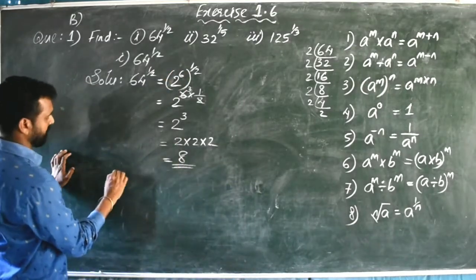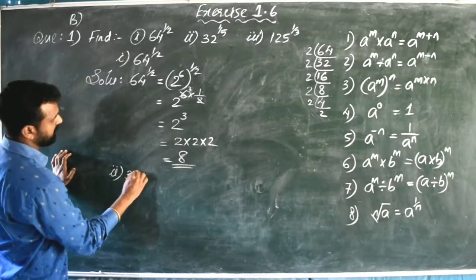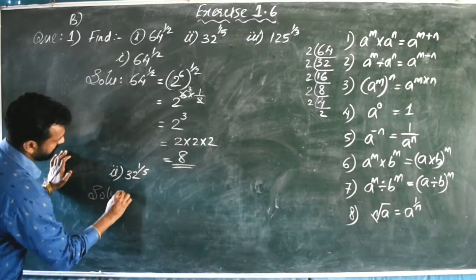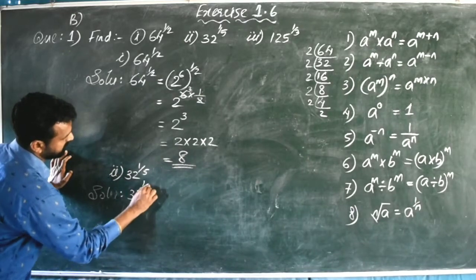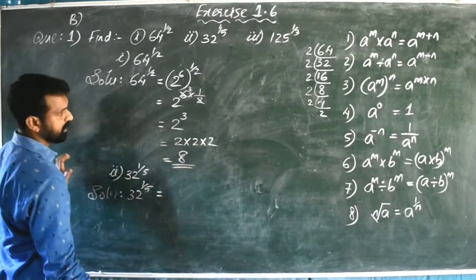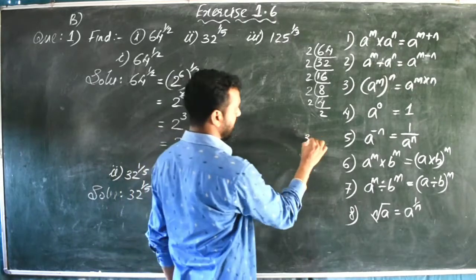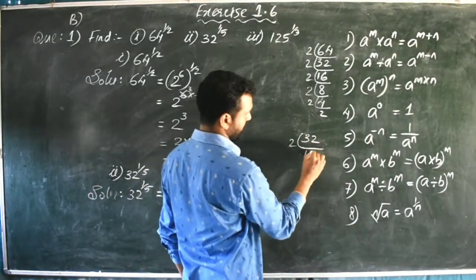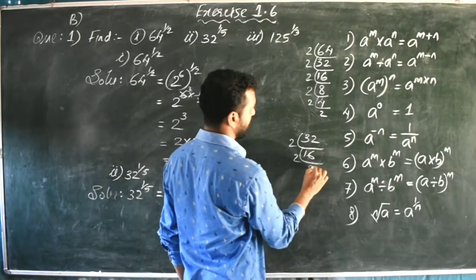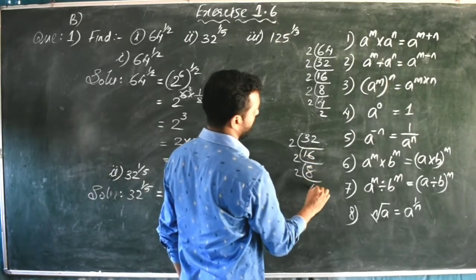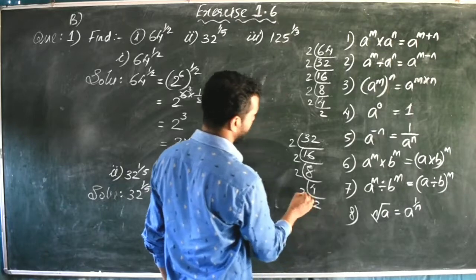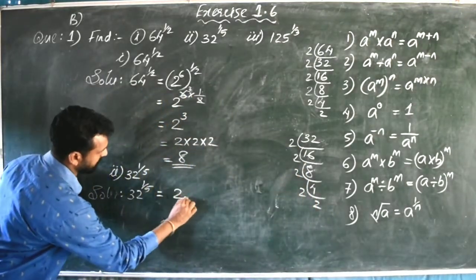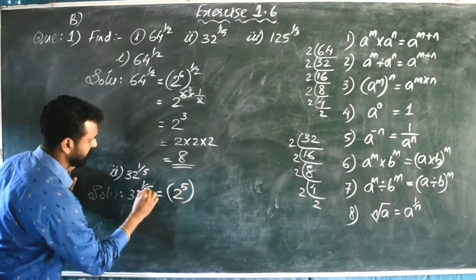Now question number 2. 32 raised to 1 by 5 is equal to, 32 we have to factorize. 32 divided by 2, 16, divided by 2, 8, divided by 2, 4, divided by 2, 2. 1, 2, 3, 4, 5. 5 2s are there. So we can write 2 raised to 5, the whole raised to 1 by 5.